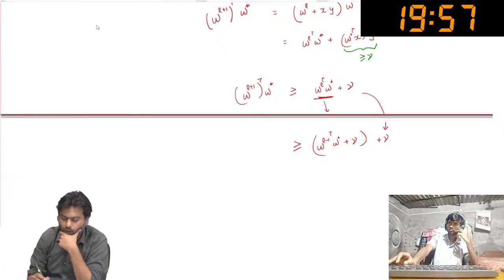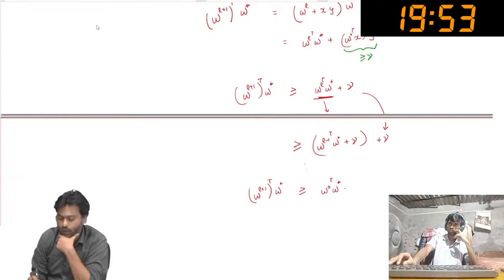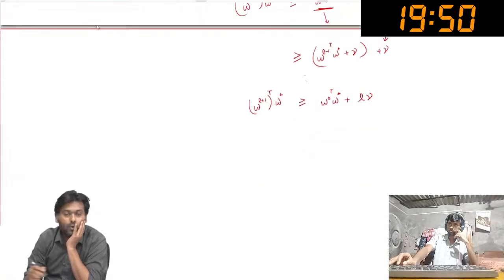Same argument, right? And now we can keep going and then say that W_{L+1} transpose W star is greater than or equal to W_0 transpose W star plus L times gamma. But W_0, we know, is just the all 0 vector, right?